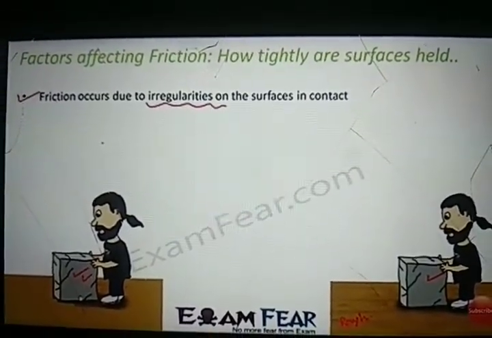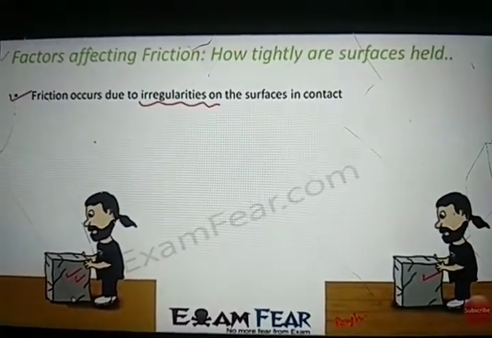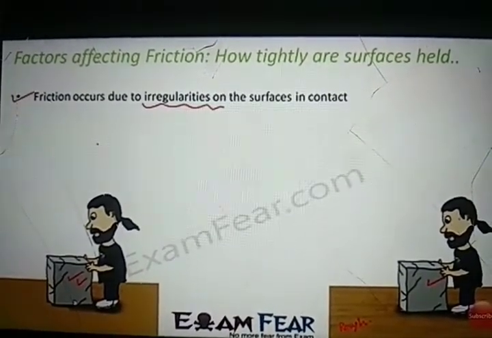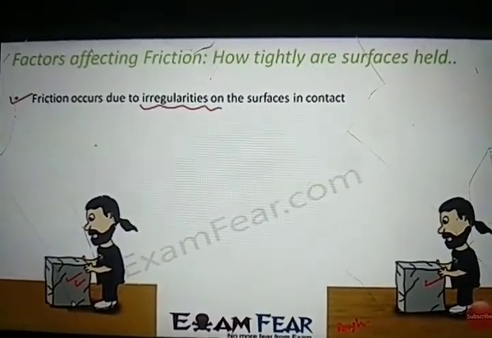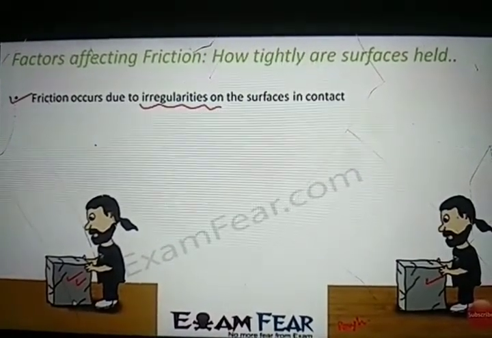Obviously it is on the smooth surface, because the friction is less here. You do not need to apply a lot of force in order to move the box because the opposing force is less. So the box moves easily. It becomes easier to move the box on a smooth surface.